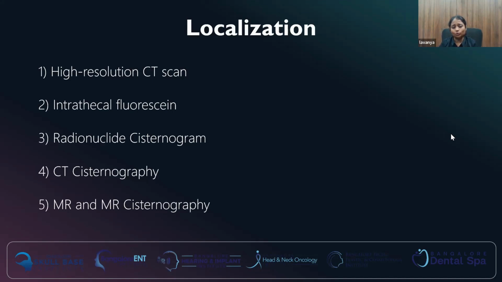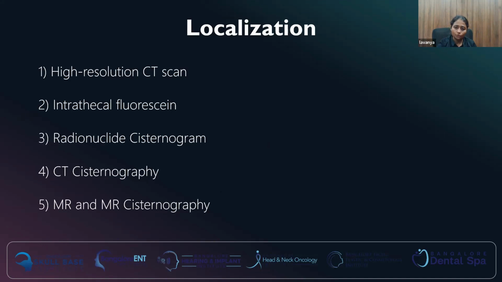The other one is to do CT cisternography or MR cisternography. There are two ways to do cisternography. One is the invasive method, where we inject fluorescein. Intrathecal fluorescein is one of the most common agents or contrasts used when trying to diagnose sites of CSF leak. But to inject intrathecal fluorescein, a lumbar puncture has to be done, then it has to be injected, and then the CT or the MR has to be done. So this is an invasive procedure.